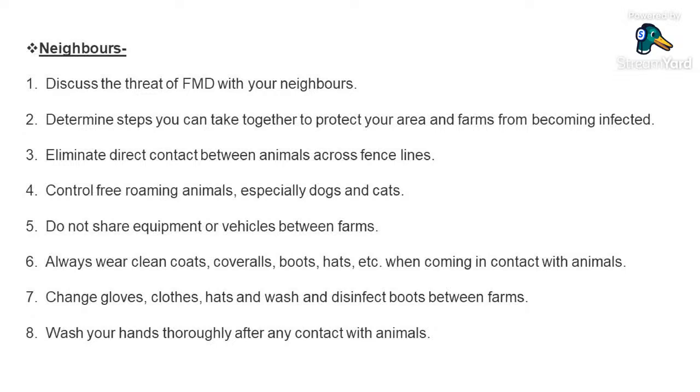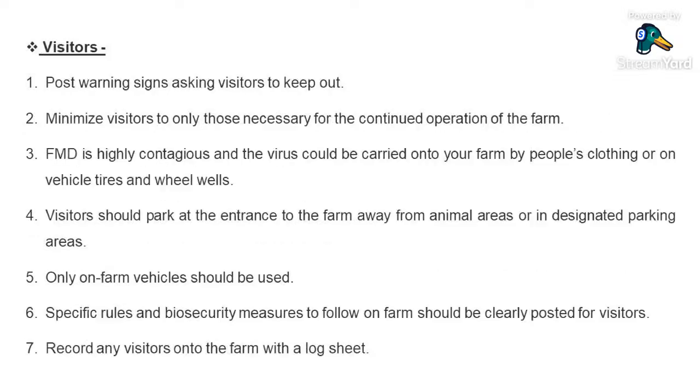We have to control roaming animals like dogs and cats. We should not share equipment or vehicles between one farm and another. Always wear clean coats, coveralls, boots, and hats. When we come in contact with the animals, we have to change our clothes, gloves, and hats, and wash and disinfect them. And we have to wash our hands thoroughly whenever we come in contact with an animal.